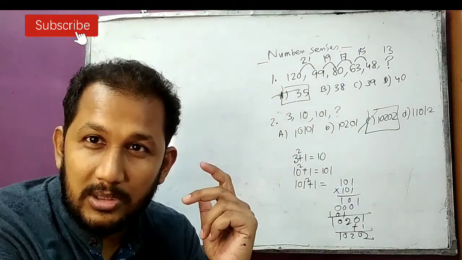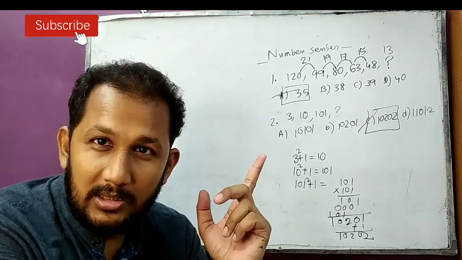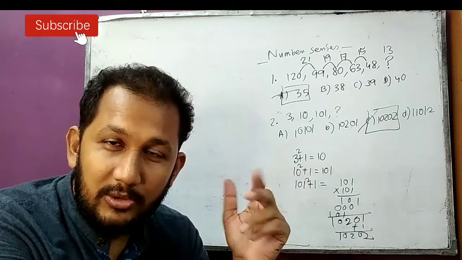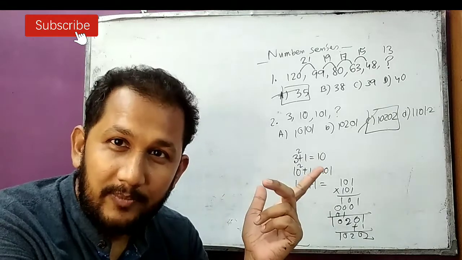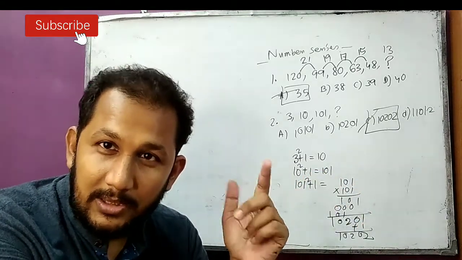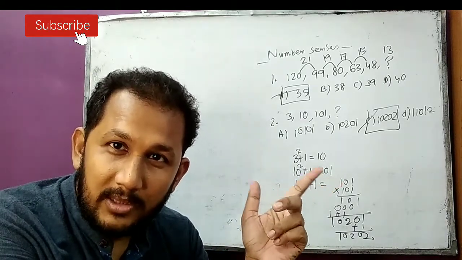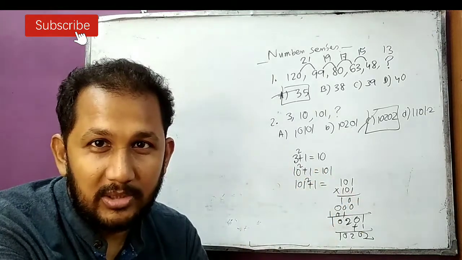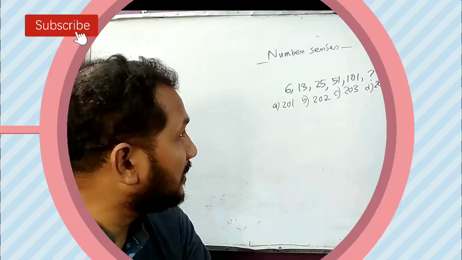In this series, there are no gap differences. We have to consider another way. Here we have to get the number in this way: 3 into 3 plus 1 equal to 10, 10 into 10 plus 1 is 101. Then we take 101 into 101 plus 1, that will be the answer, which is 10202. So the answer is 10202.